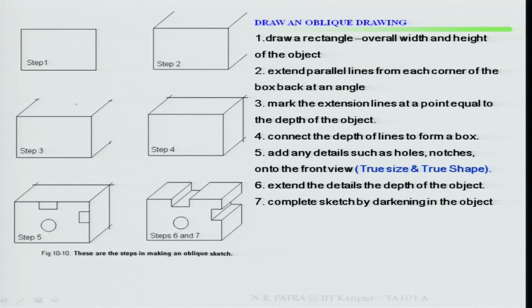Then once you extend it, because this is in true shape, complete the sketch by darkening the object. You finish your sketch, darken the object. These are all the steps for how to start with your oblique drawing procedures. Let's look at one example.